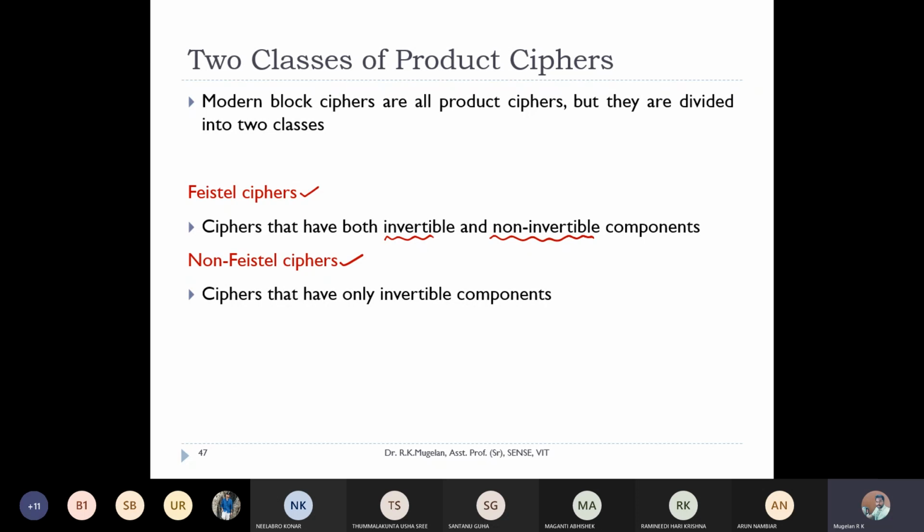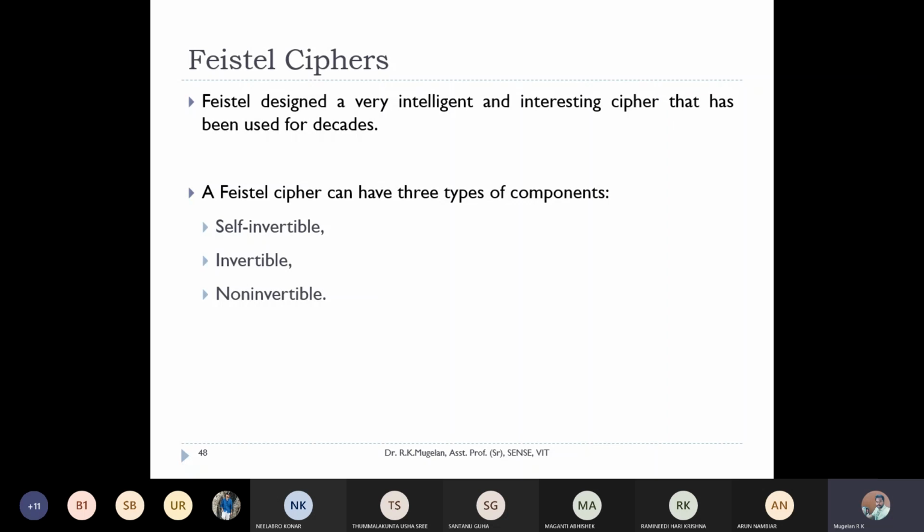So if we take a Feistel cipher, it includes all block ciphers which are going to have all the components, both invertible as well as non-invertible. Then we have a set of block ciphers which come under non-Feistel cipher. That is, these will have one and only invertible components present in them. So compared to Feistel cipher, non-Feistel ciphers are very easy to design. Now we move on towards the discussion over Feistel ciphers.